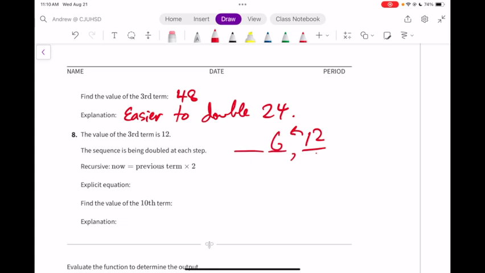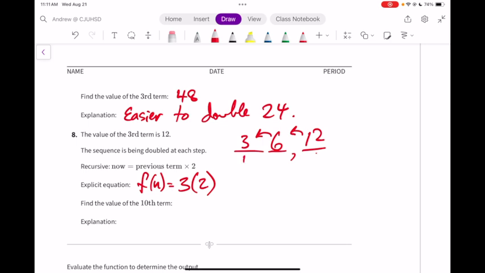Wouldn't that have been 6? Half as much? And if you did that one more time, what do you double to get 6? It would have been 3. So the explicit equation comes from multiplying 3 times 2. Now, how many times do you do that?